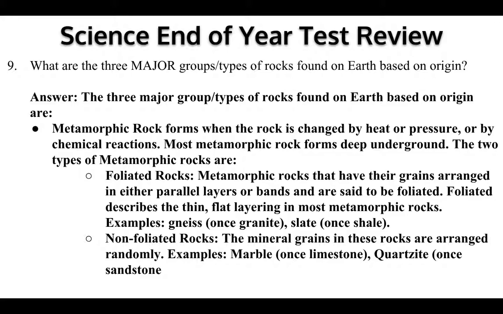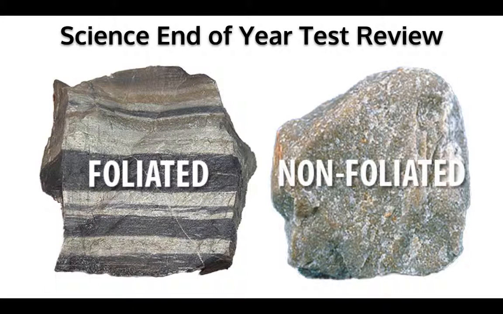Non-foliated, the mineral grains in these rocks are arranged randomly. Example would be marble and quartzite. So there is an example of foliated. You have that banding, okay? Non-foliated. So this is quartzite and this would be gneiss.